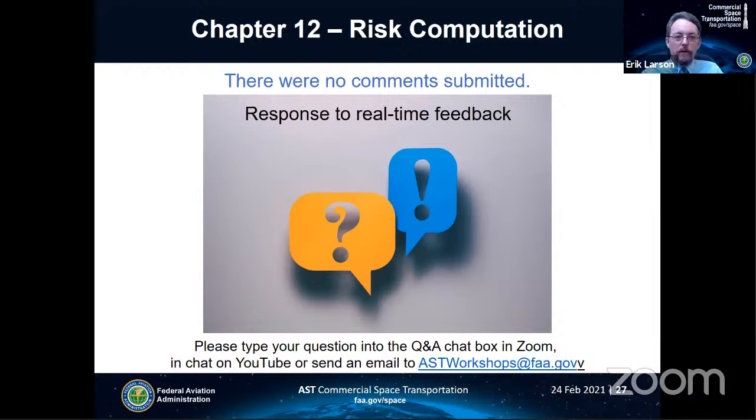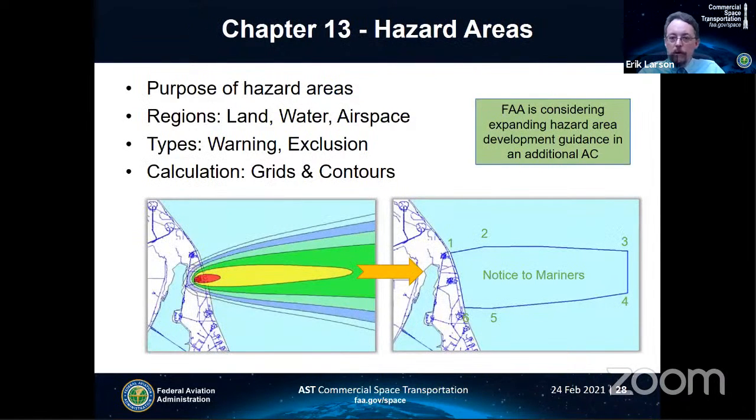Okay, so let's move on to chapter 13. This chapter discusses the hazard areas, and there's three types. There's protecting people on land: what is your keep out area on land where you're exceeding the 10 to the minus 6 probability of casualty. There's then over water, notices to mariners, and for airspace, notices to airmen and/or temporary flight restrictions and other communications to air traffic control to keep a region free of aircraft. There's both warning areas and exclusion areas.